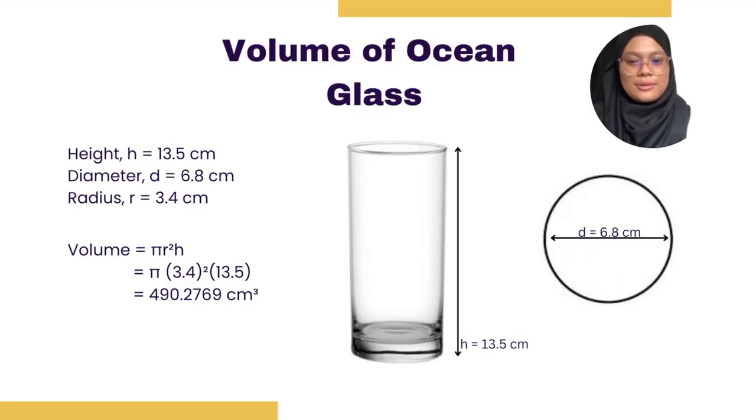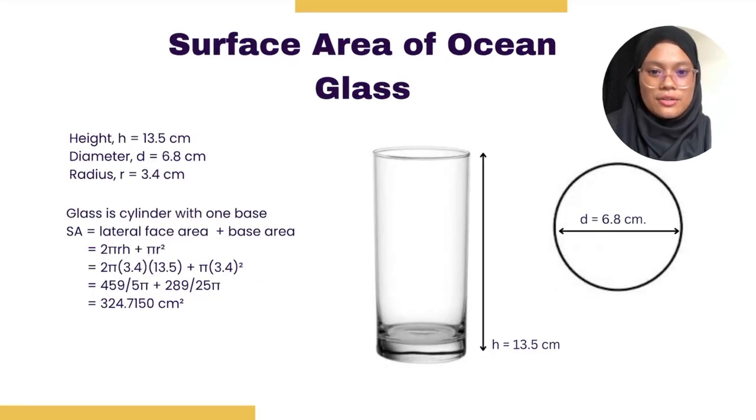We want to calculate the volume of the ocean glass. Given height equal to 13.5 cm, diameter equal to 6.8 cm, and radius equal to 3.4 cm. The volume formula of the glass is pi r squared h. Substitute the given information into the formula: pi times 3.4 squared times 13.5, which equals the volume of the ocean glass, 490.2769 cubic centimeters.